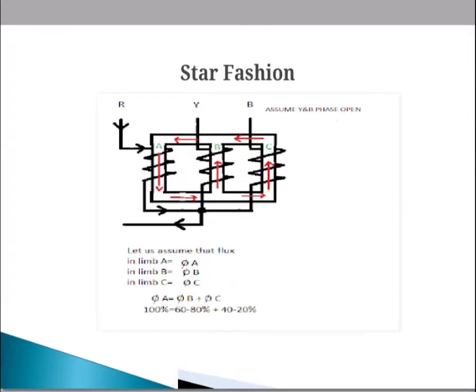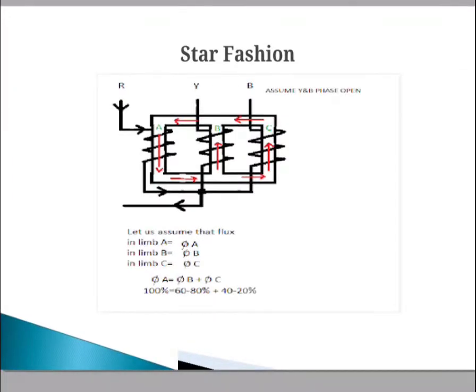There will be one question in your mind: why is the flux not equally distributed in the first and third limb? In the case of the second limb, we have almost equal reluctance path for the left and right side, that is limb A and limb C, but in the case of the first and third we have high and low reluctance paths for fluxes for the middle and outer limb. So the value will vary from 60 to 80%. Because of that, equal percent of flux is not distributed.